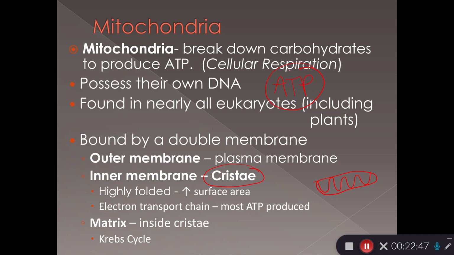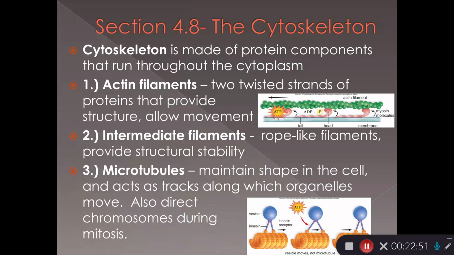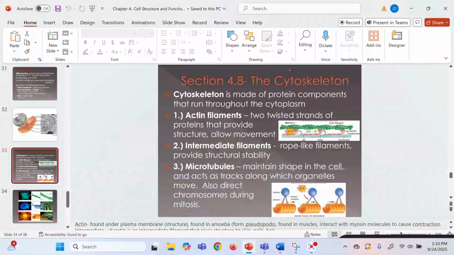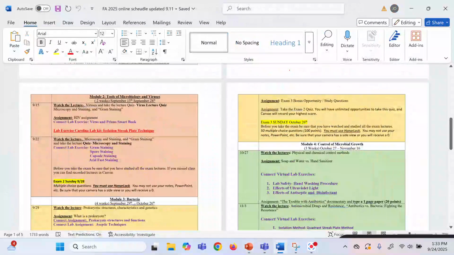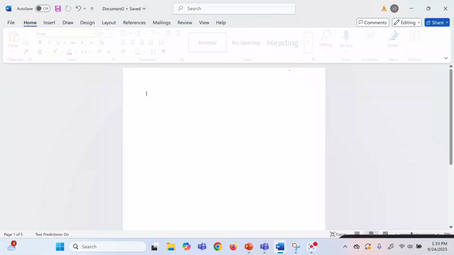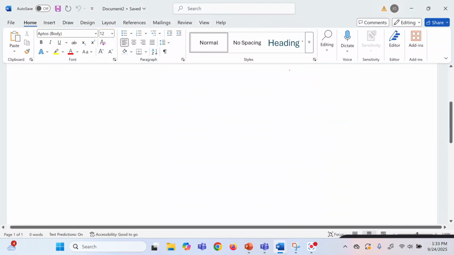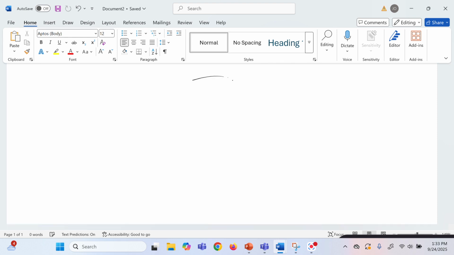Bound, and they have this folded cristae. There it is. Okay, so let's pause the video real quick, and if you haven't already, let's draw this out. There's your cell. Remember, that's made up of phospholipids, right?